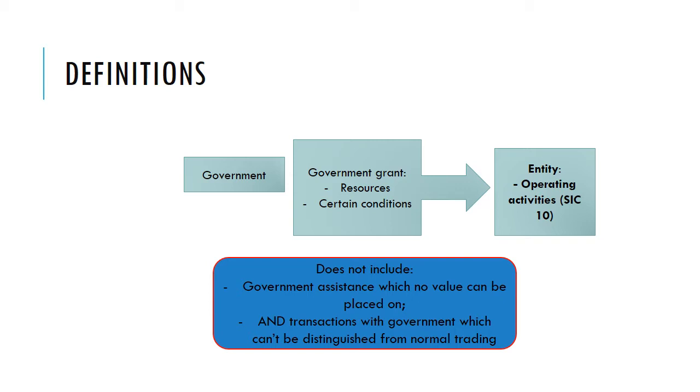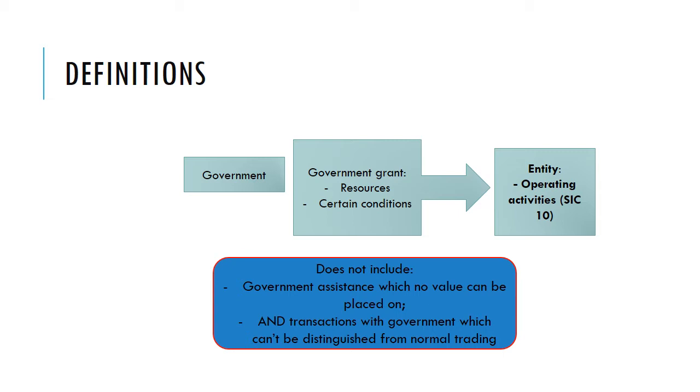Okay. Then IAS 20 has certain exclusions from this definition, which you will have to study. It says it excludes government assistance with no value to be placed on it, and it also excludes transactions with government which can't be distinguished from normal trading. This is, for example, if the entity is a manufacturer of paper, okay, and it sells this paper to the government. This is a normal trading transaction, and it is not a government grant.